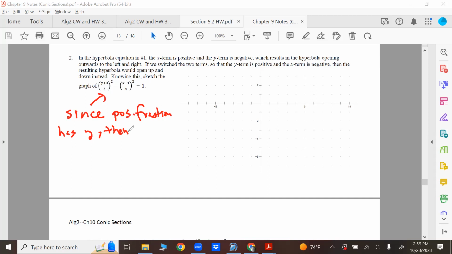Since the positive fraction has y in it, this opens up and down. What's the center here, guys? -1, -3? Good. 1, -3. Okay, it's going to be opening up and down. How far do you go up and how far do you go down?